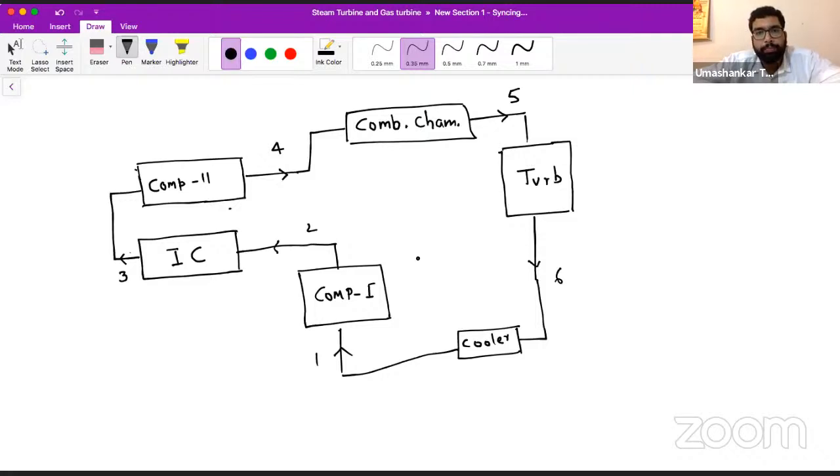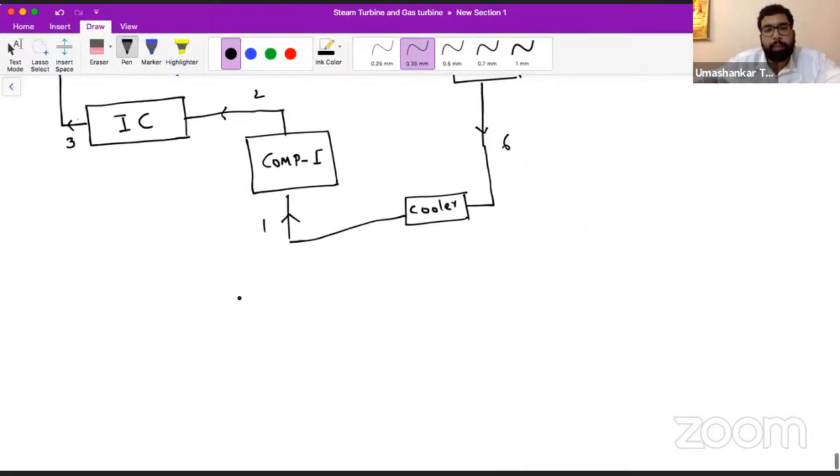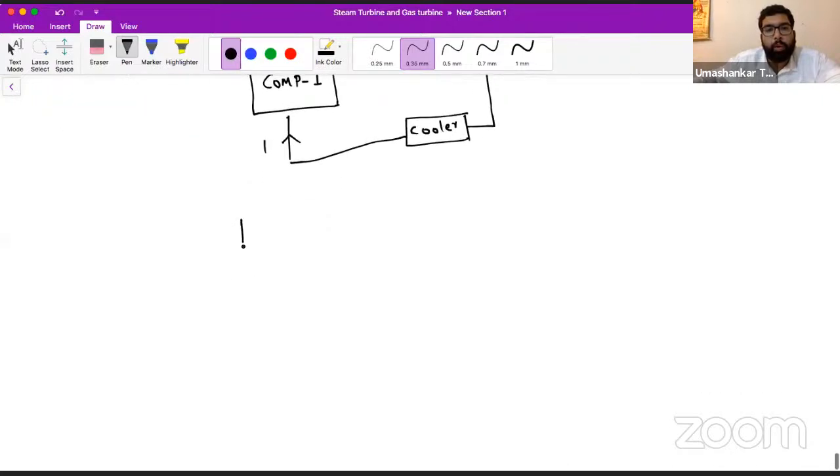Is that done? So very good. If you have done it, this is very good. So now let us make the TS diagram and PV diagram, and now we'll see what are the effects of intercooling. So we have this TS diagram.